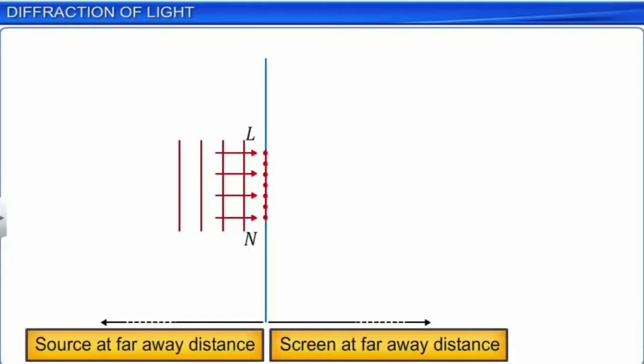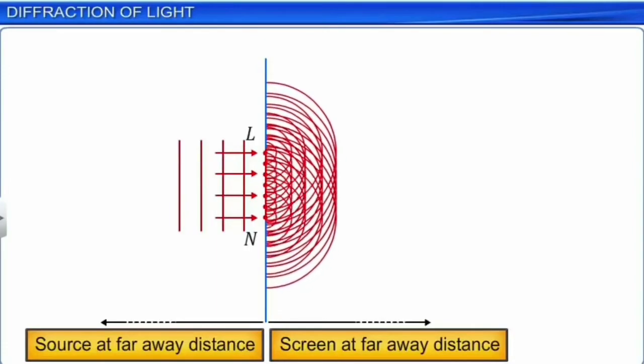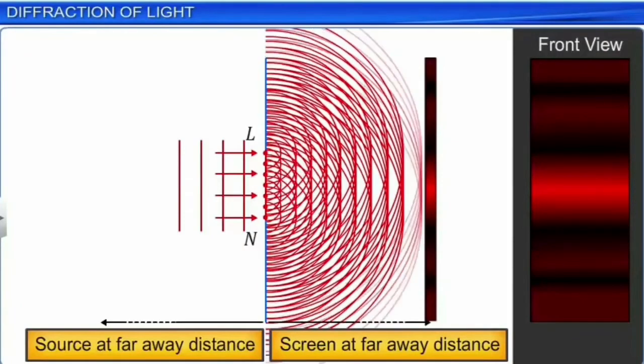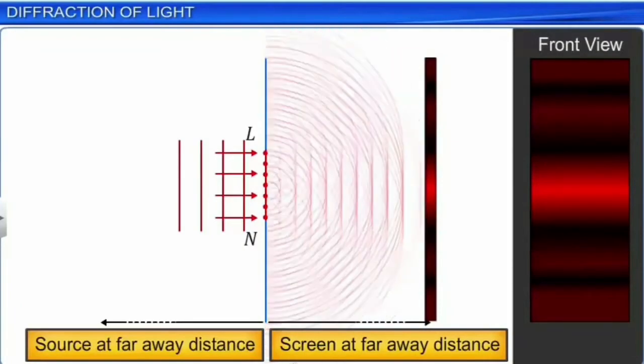According to Huygens' principle, all the points on the wavefront act as the source of secondary wavelets, and these secondary wavelets propagate in all directions with the speed of propagation of the wave. It is due to the interference of the diffracted waves coming from these secondary wavelets that the diffraction pattern is formed on a screen kept at a far distance from the slit. As you can see, the diffraction pattern consists of a central bright region followed by alternate bright and dark regions on either side.